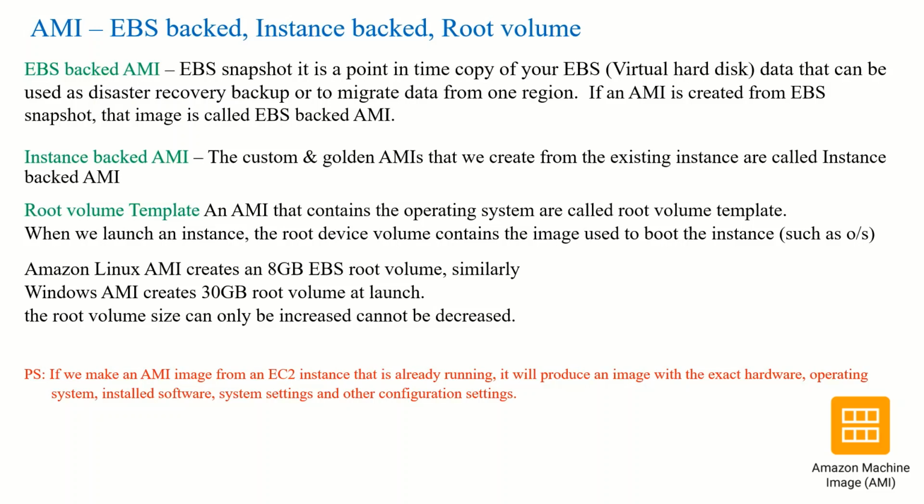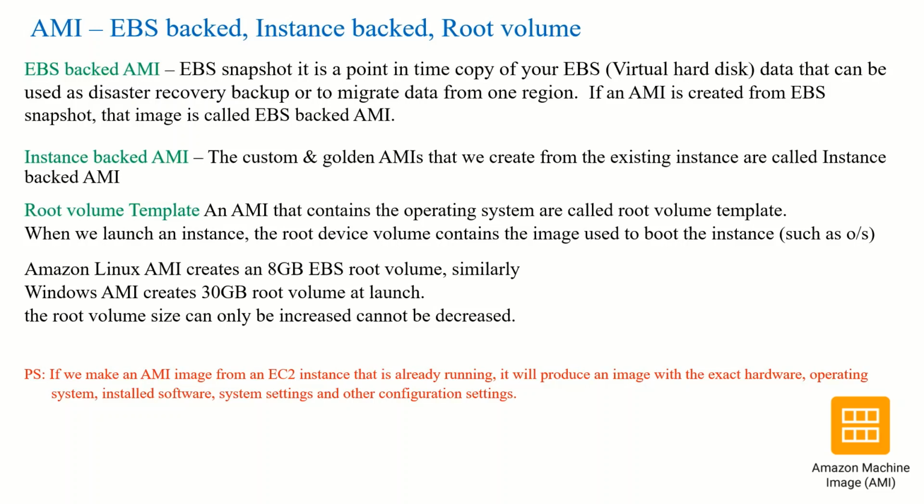The last type is root volume template. What is this? Any AMI, Amazon Machine Image, that contains the bootable operating system is referred to as a root volume template. So when we launch an instance, the root device volume contains the image used to boot the instance, such as the operating system. So finally, what we understand is that an AMI need not be an OS-containing image. We can also create an image of just the storage, the backup of our database.